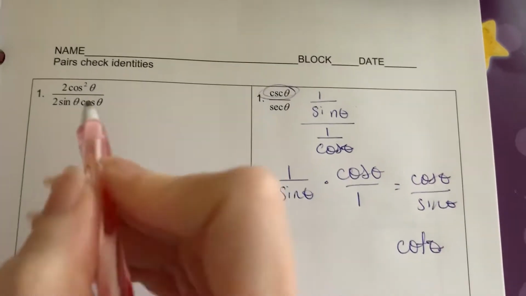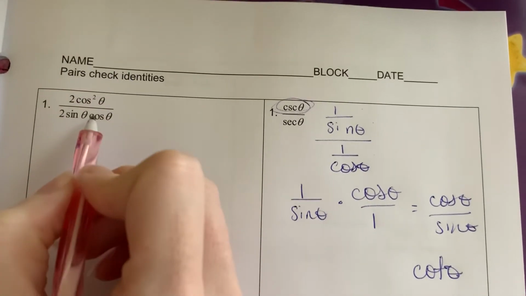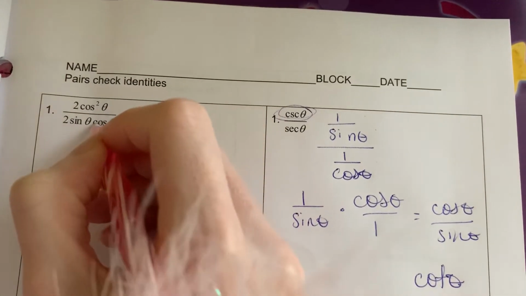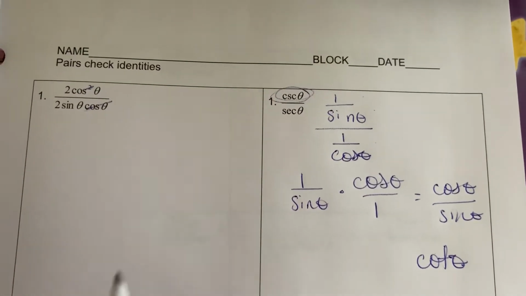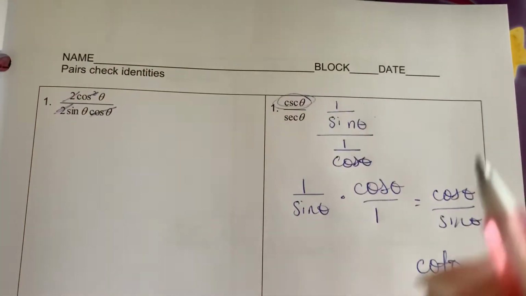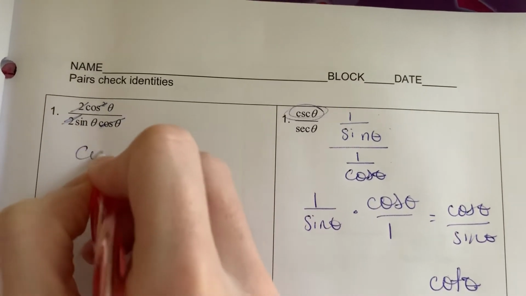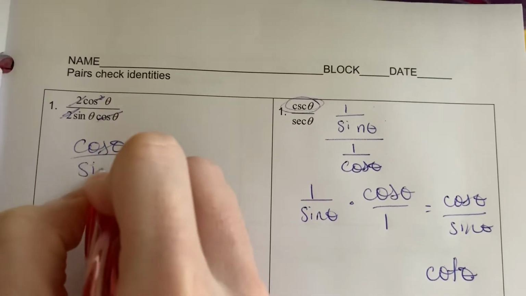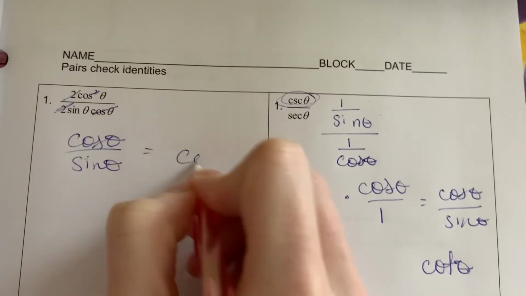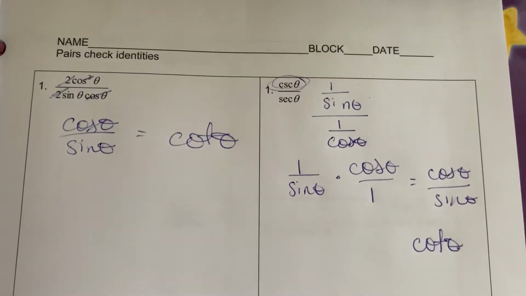Now let me just show you how this is going to work over here. This cos is going to cross out with that squared right there. This 2 crosses out by dividing. So I'm left with cos. You already see what's going to happen here. Cos over sine. Cotan. All right, flipping the page.